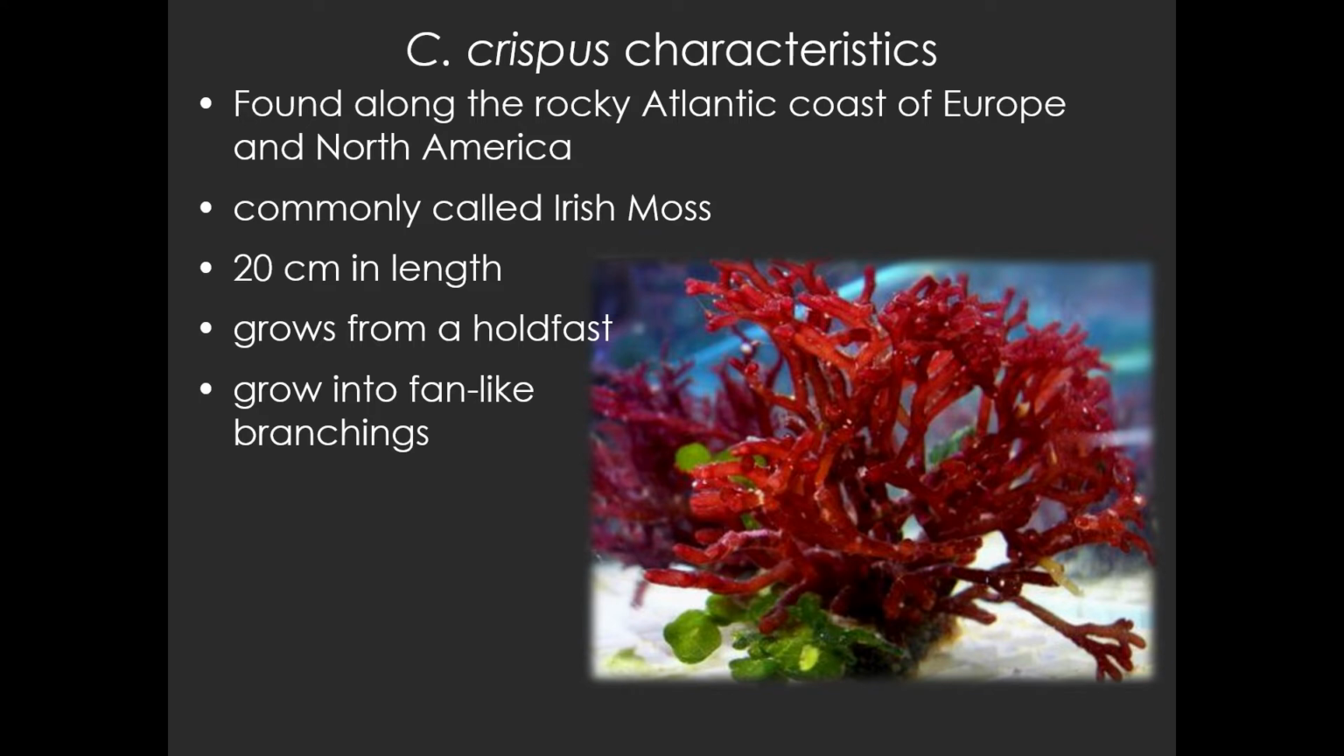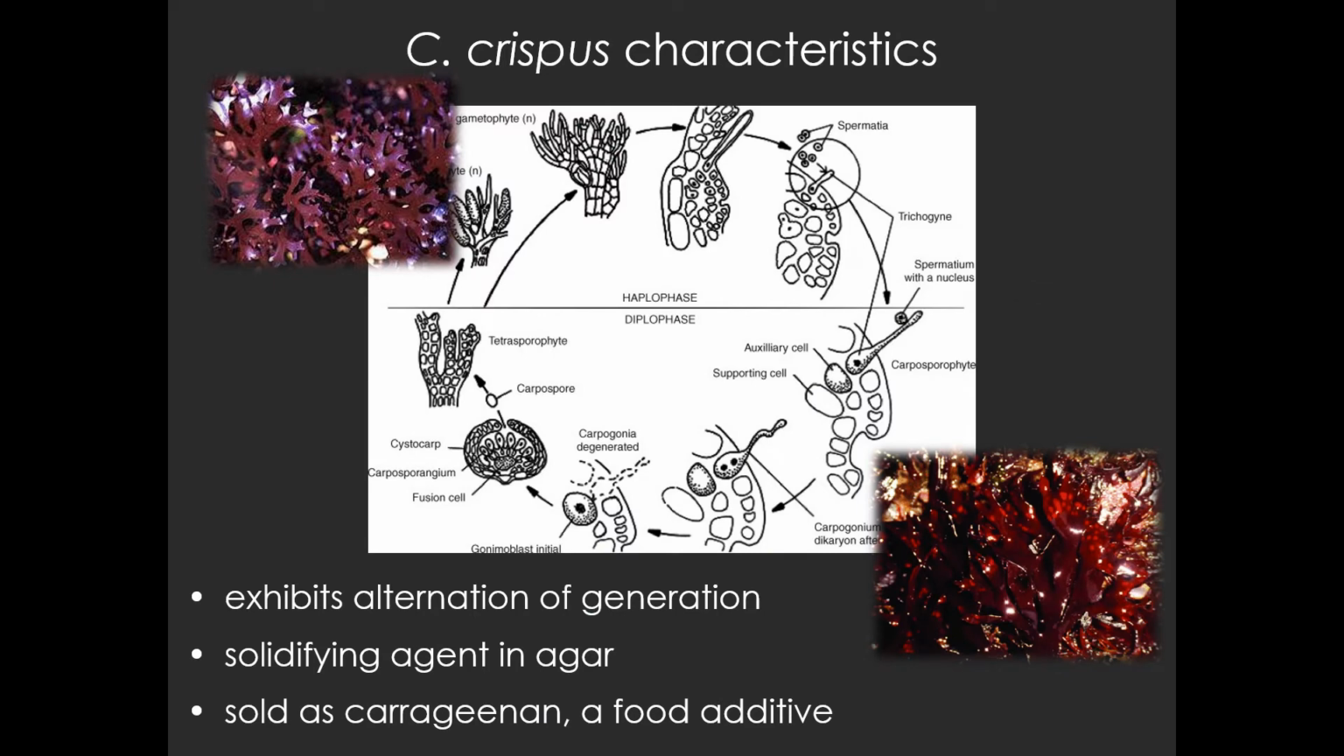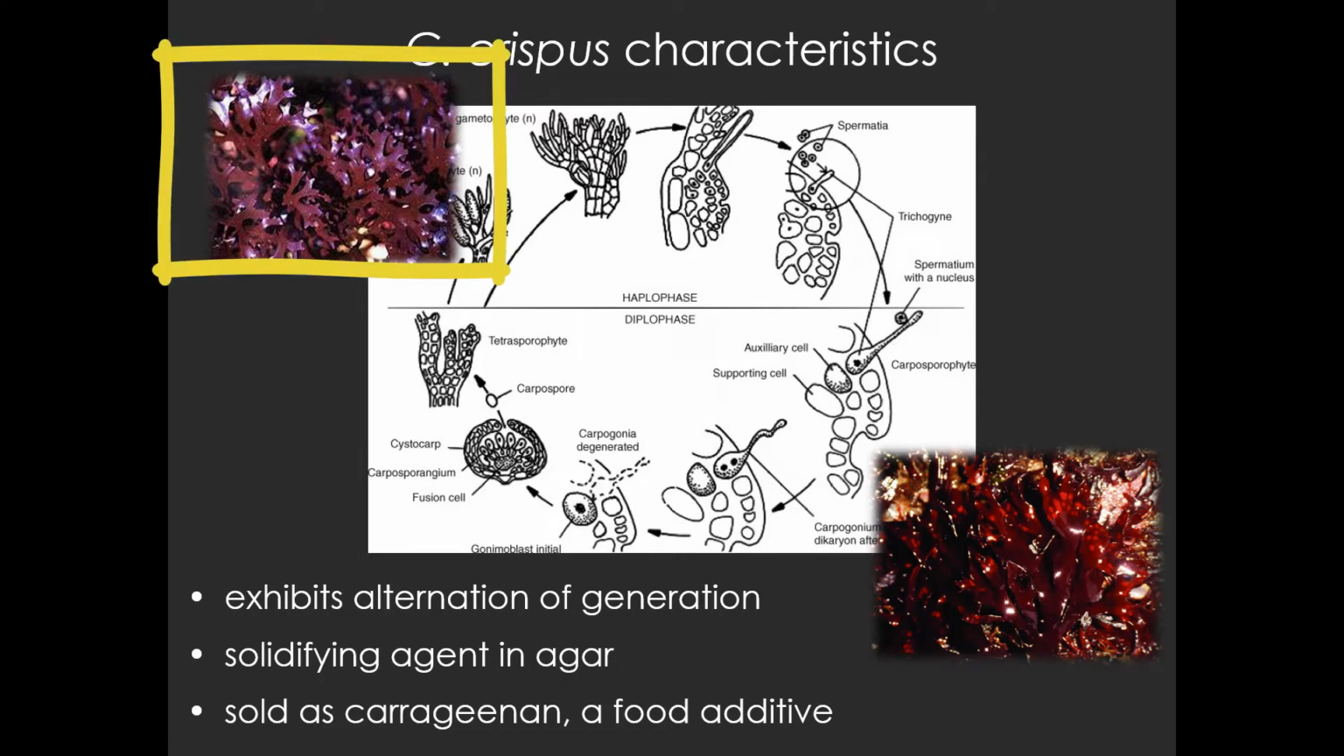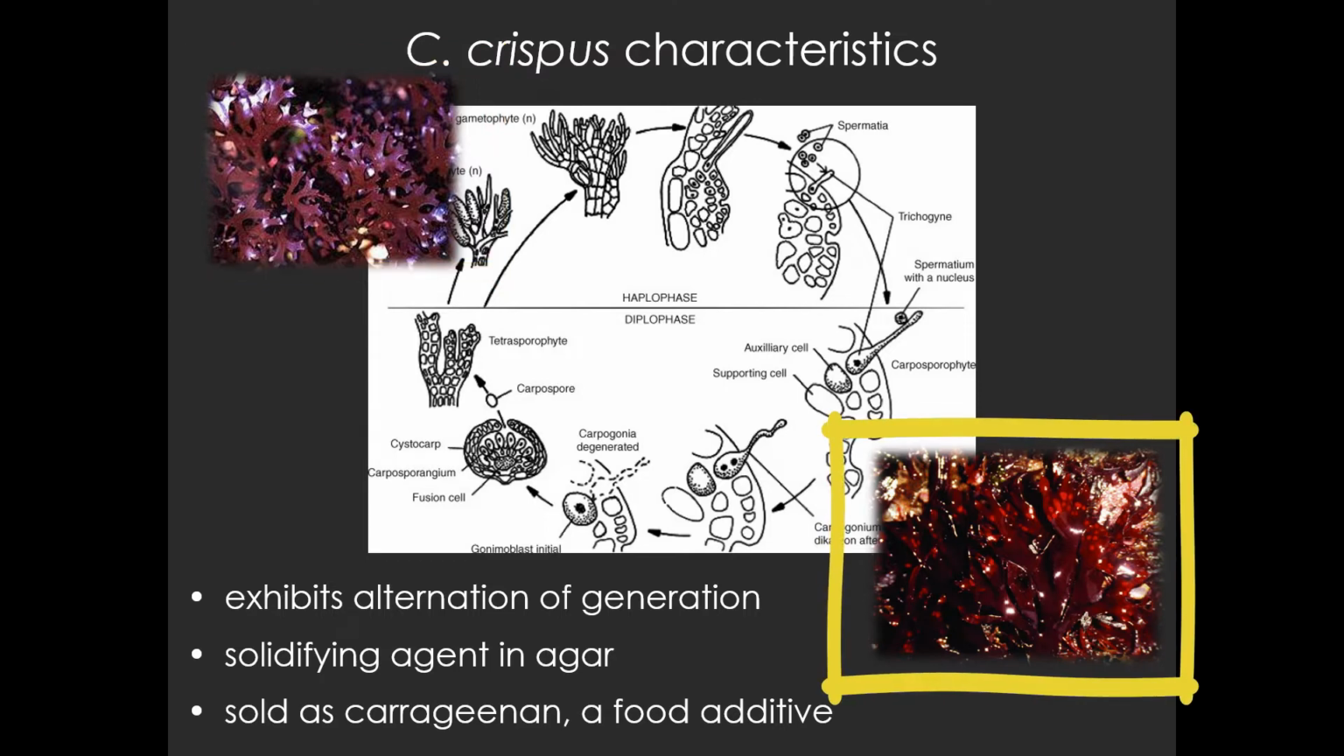It grows to about 20 centimeters in length and grows from a holdfast and grows into these pretty little fan-like projections that you see pictured here. Like many algal species, C. crispus exhibits what's called an alternation of generation, where there's both a haploid and diploid form of the organism. The haploid form is shown up at the top left-hand side of your slide, and the diploid form is shown at the bottom right-hand side of your slide.